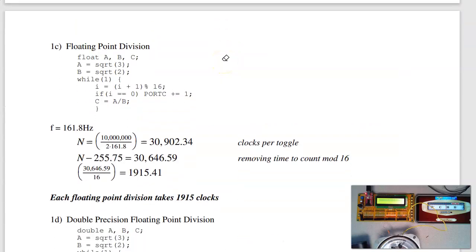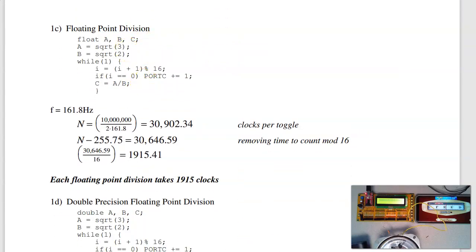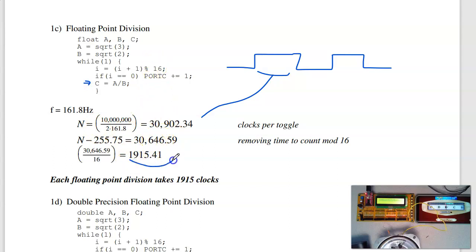Part C is how long does it take to floating point multiply? Same procedure. Throw in this code, measure the frequency on port C, pin 0, and I got 161 hertz. That tells me it's 30,000 clocks per loop, this time right here. 255 is what it took just to set up the code, so this line of code right there must be the remainder, 30,000 clocks. Divided by 16, because it's done 16 times, 1915. So that one line of code is 1,915 lines of assembly.